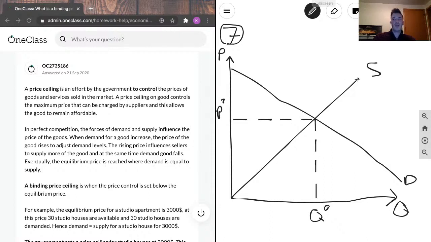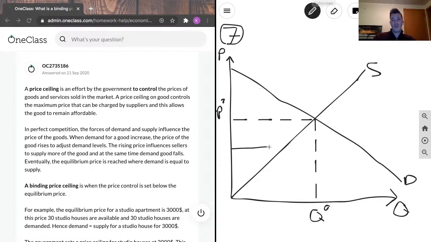And what they were touching on here is if we've got our equilibrium quantity and price here, and we set a price ceiling here, a price ceiling looks like a horizontal line. So if we set a price ceiling here, well, that doesn't matter because the equilibrium point is below it. So a price ceiling means that we can't have a price higher than what we've got here. So this would be an example of a price ceiling that isn't binding.